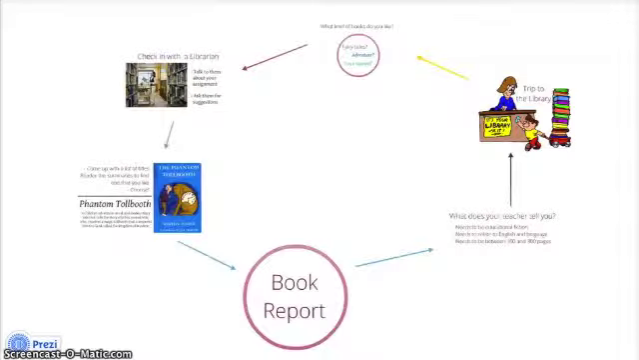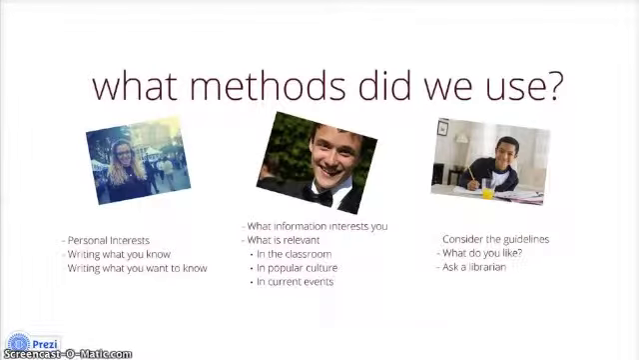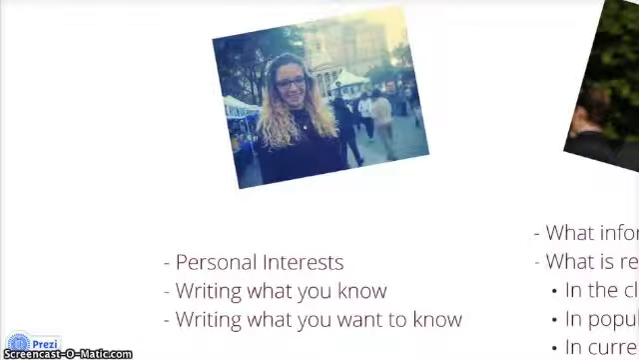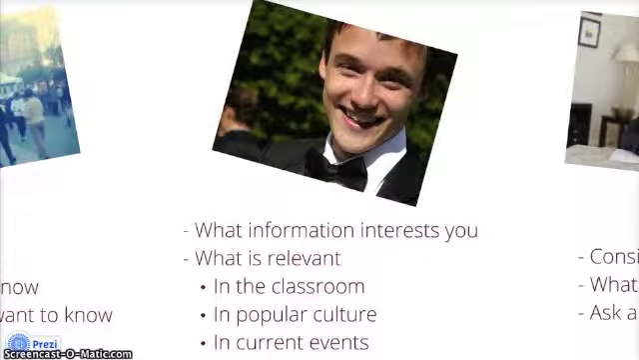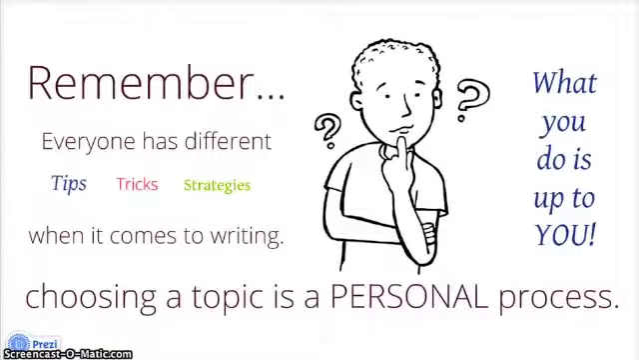Now, let's go over some of the methods our writers used. Carlene considered her own personal interest and thought about writing what she knew and what she wanted to know. Kennedy thought about writing what was relevant in the classroom, popular culture, and current events, and considered topics that truly piqued his interest. Brandon considered carefully the guidelines of the assignment, thought about what he liked to do, and asked a librarian for help.